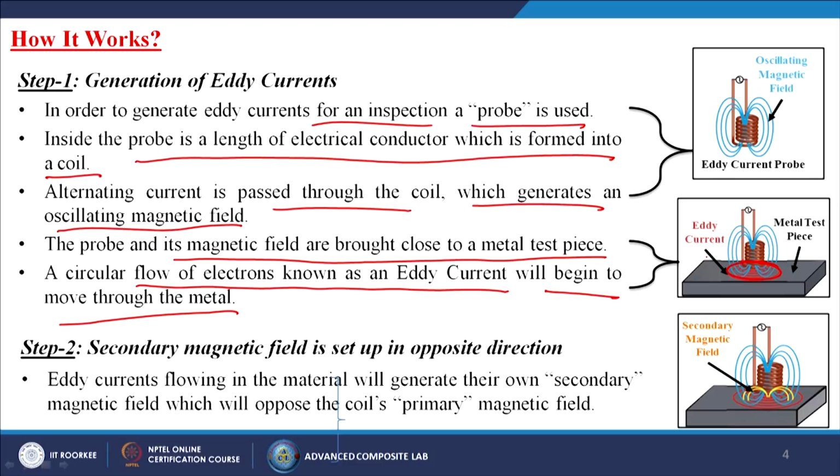Second step, a secondary magnetic field is set up in the opposite direction. Eddy currents flowing in the material will generate their own secondary magnetic field, which will oppose the coil's primary magnetic field.